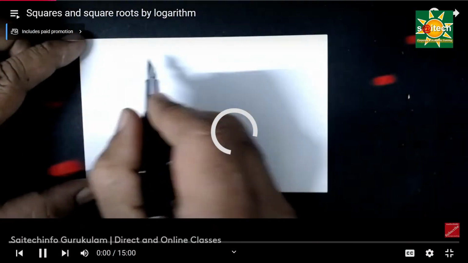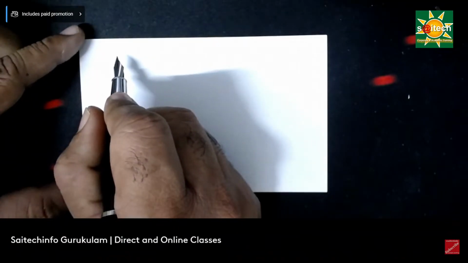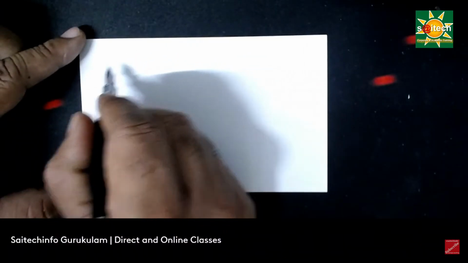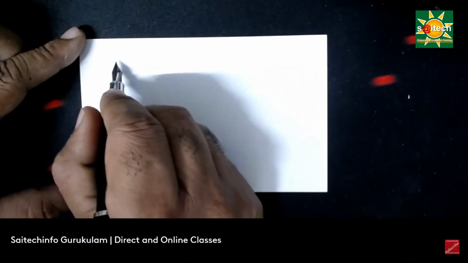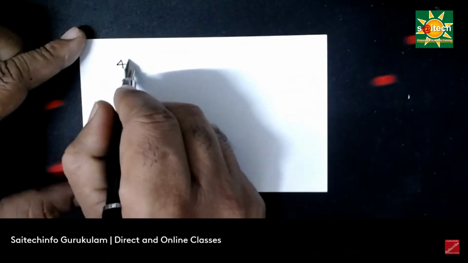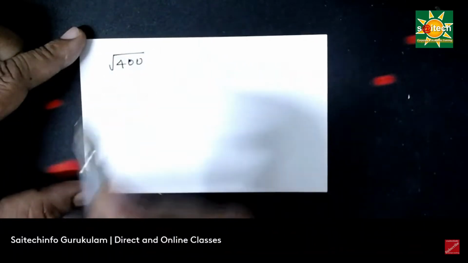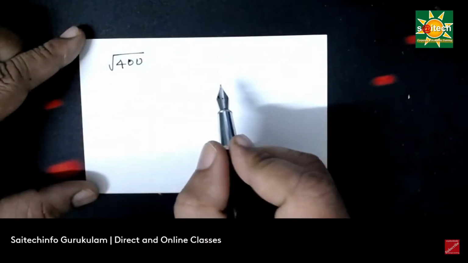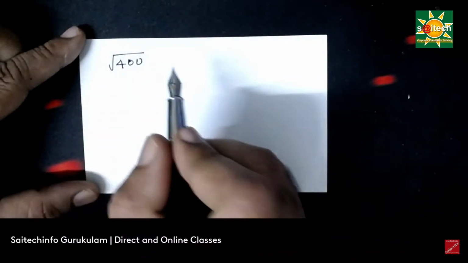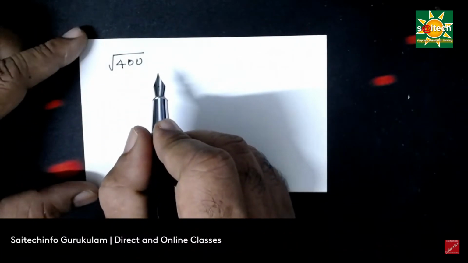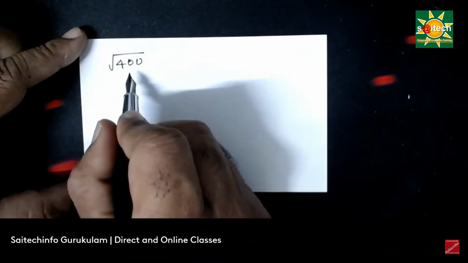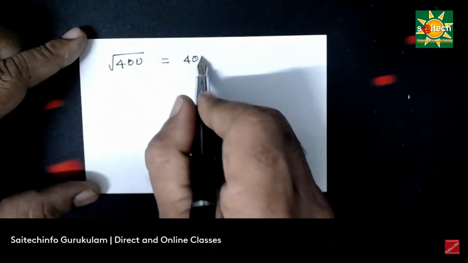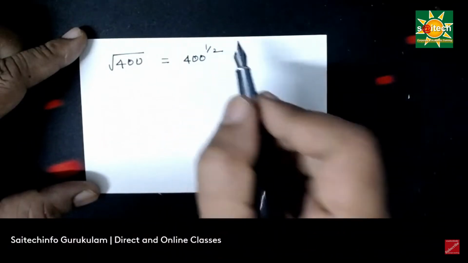Let us discuss how to solve squares, square roots based on logarithm. Let us consider a very simple problem. Square root of 400. So we need to solve this simple sum. We know very well it is 20, but let us go by the logarithmic method. You know very well square root of 400 is nothing but 400 power 1 by 2.